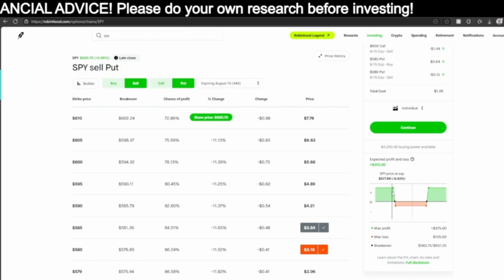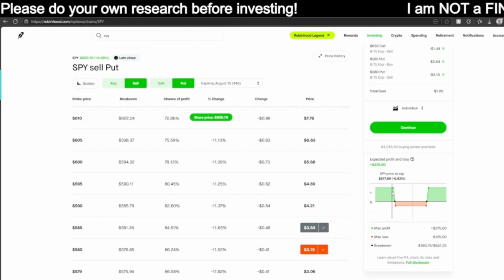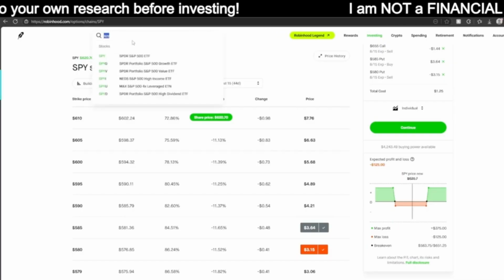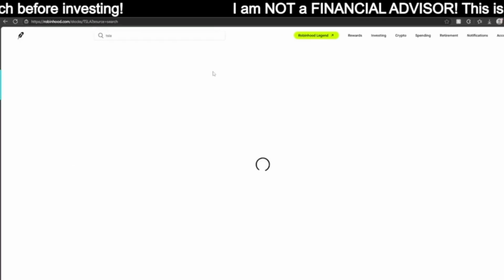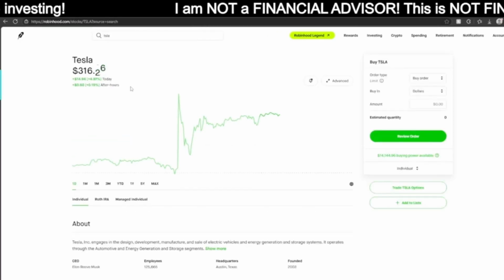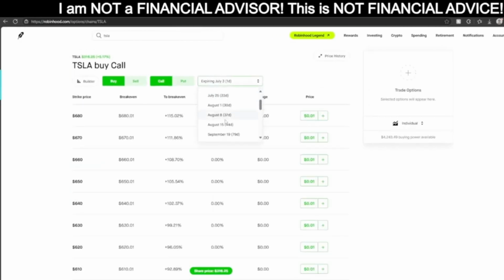This is a good strategy for stocks that don't move much as an option seller. For an option buyer, it might be better to do it this way because, for example, if you take a look at Tesla, Tesla's always moving. Again, it's up 5% today, for example. It is going to cost you a little bit more. I can promise you that.